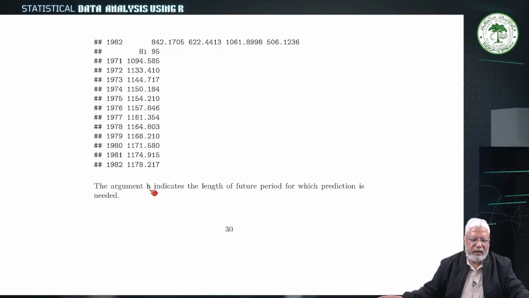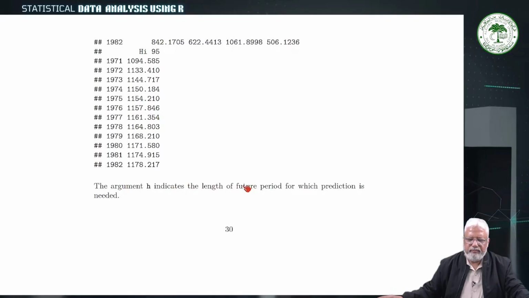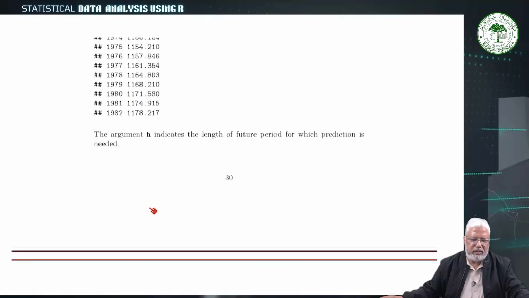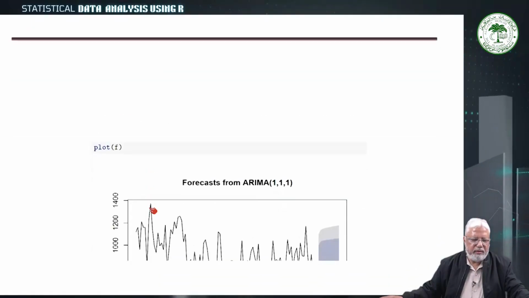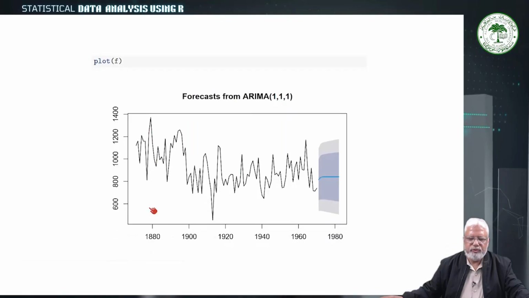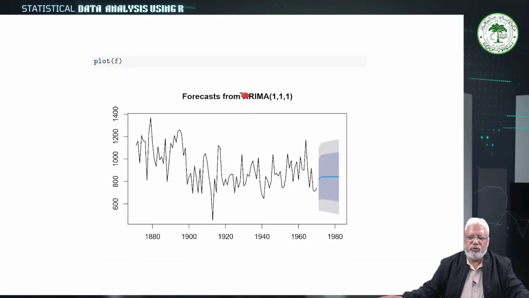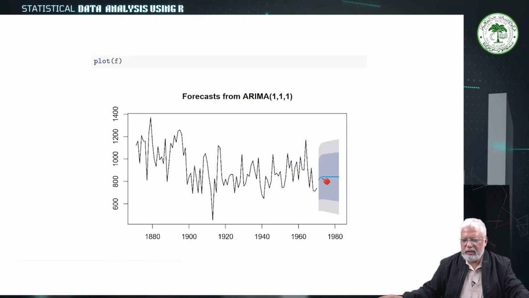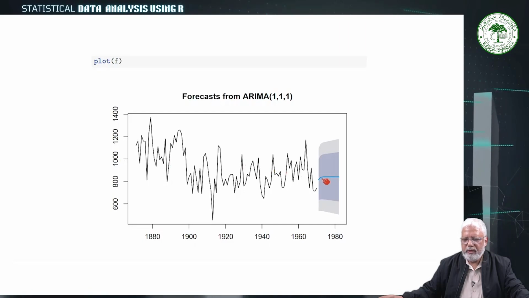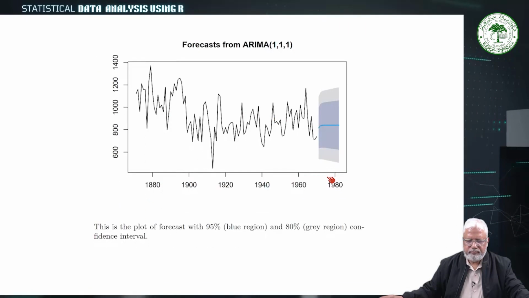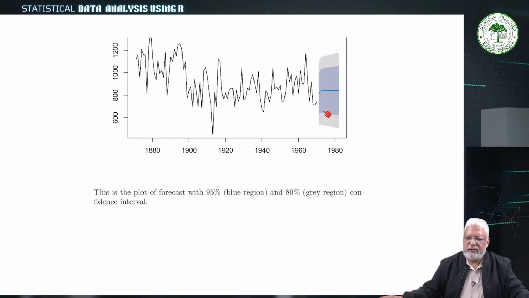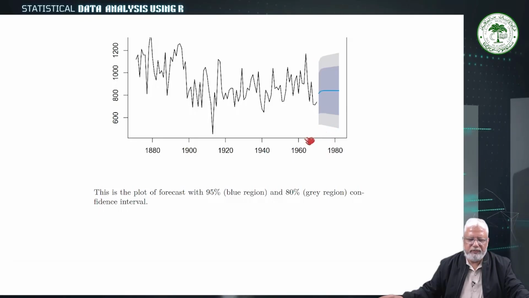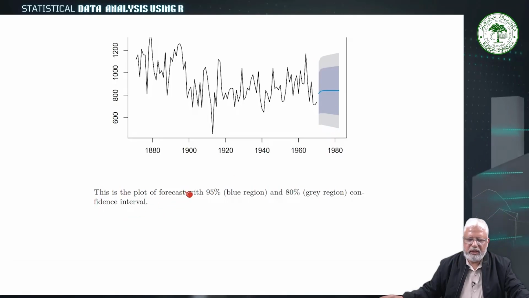So the argument h indicates the length of the future period for which prediction is needed, and then plot(forecast F). So this is the model. These are the observed values and these are the forecasted values. This is the 80% interval and this is the interval of 95%.